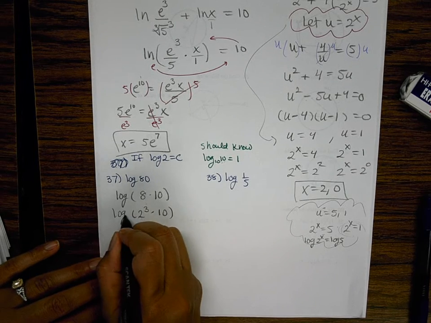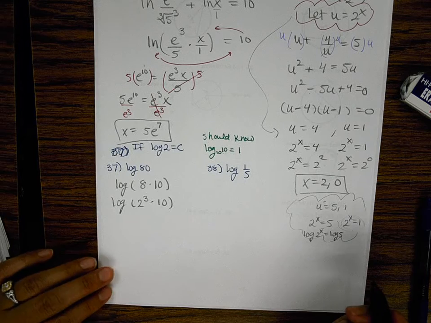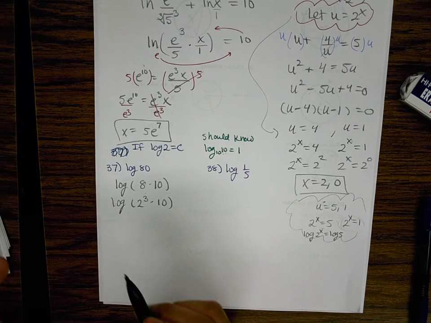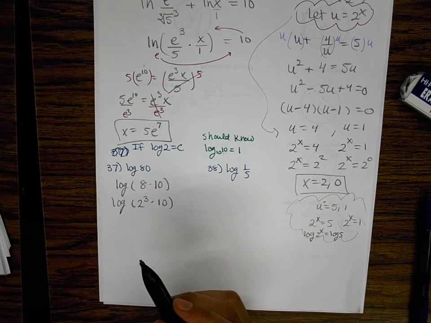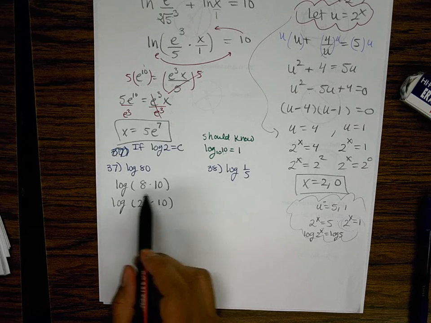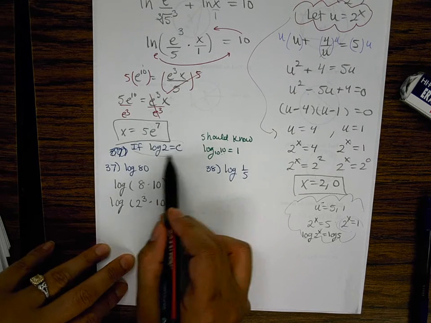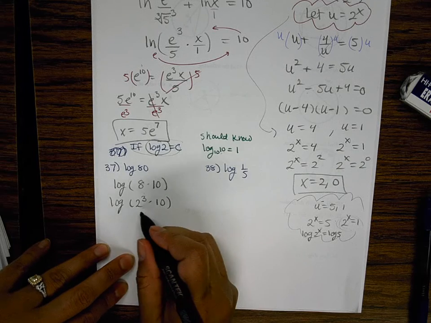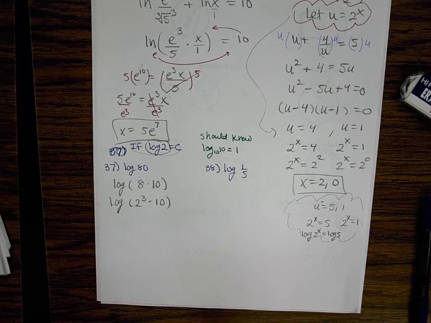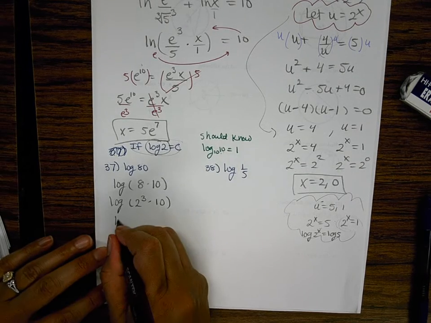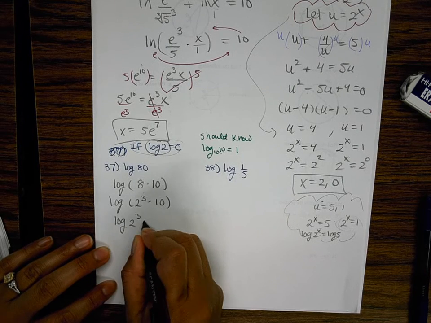2 to the third times 10 is 80. And now I cannot plug anything in yet because, 1, I haven't used my log laws. 2, nowhere do I have any log of 2 cubed times 10. Log of 2 is just log of 2. I have to get log of 2 by itself: log of 2 cubed plus log of 10.